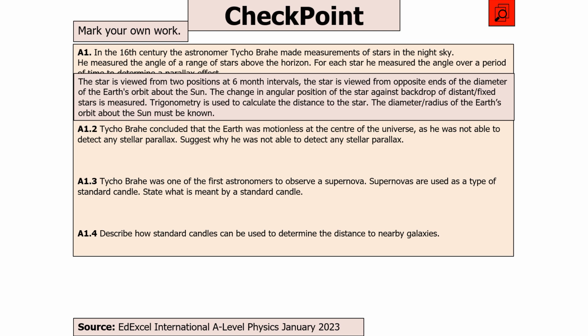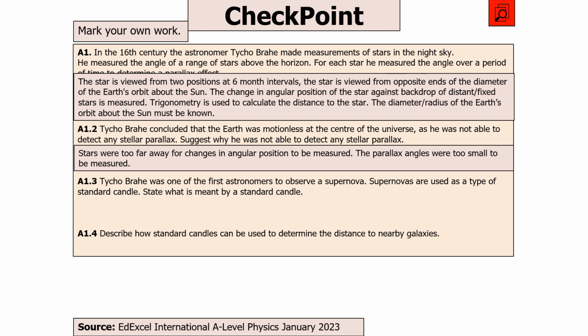Now the next one, why detecting stellar parallax? Because those stars at the centre of the universe, which he thought was the point, were so far away that you couldn't determine any change in positions. They were too small to actually be measured with the naked eye in the 16th century.